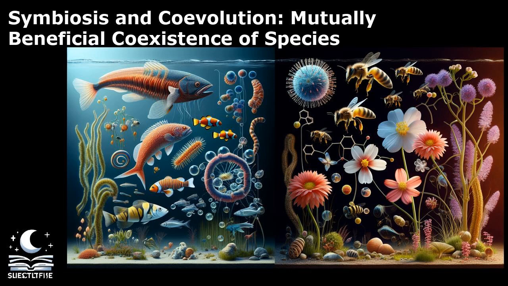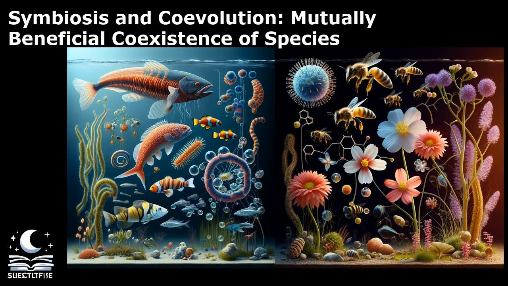Another important mechanism of coevolution is co-adaptation, where two species evolve traits that complement each other for mutual benefit. This can be seen in the symbiotic relationship between flowering plants and their pollinators. Plants produce nectar and colorful flowers to attract pollinators, while pollinators have evolved specialized mouthparts and behaviors to efficiently collect pollen and nectar, resulting in a mutually beneficial coadaptation.